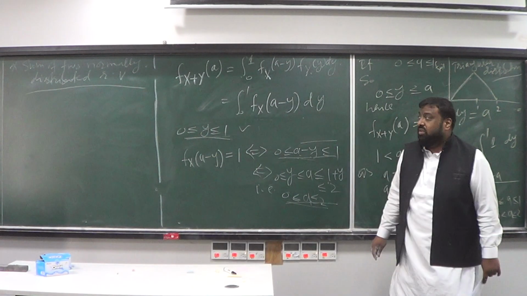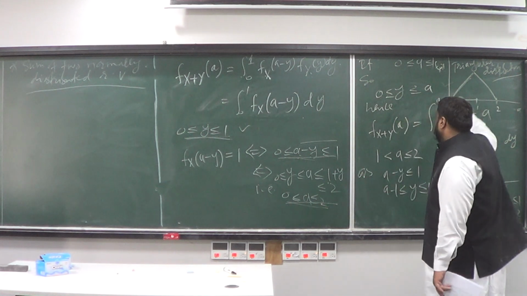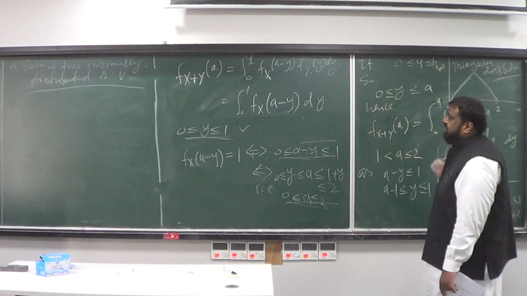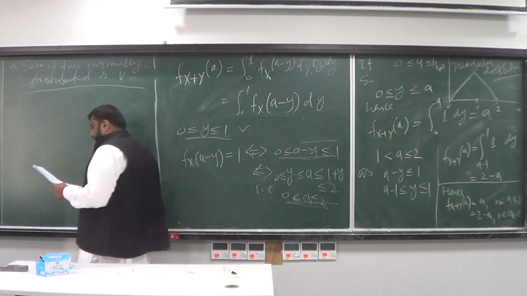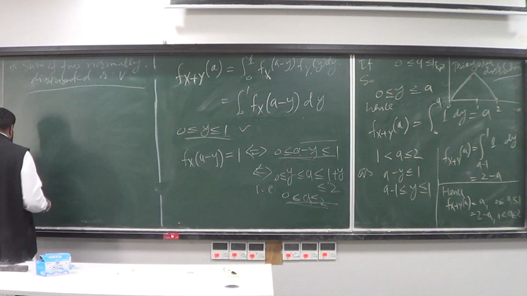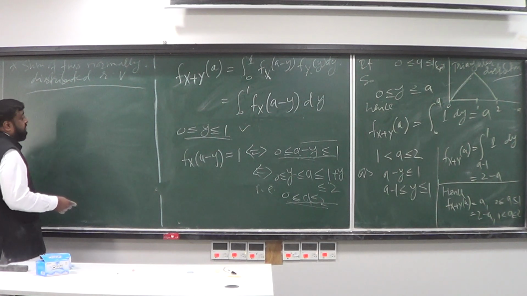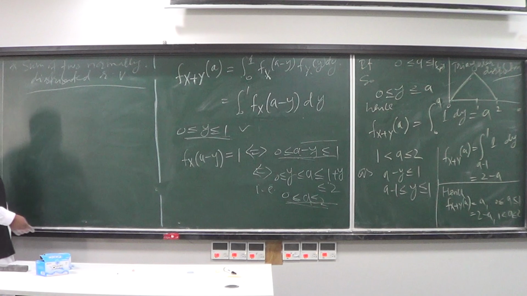Okay, so in the previous calculation, what we saw is that if you have two uniformly distributed random variables, their sum is not necessarily uniformly distributed. It has what we call this triangular distribution, so it has a different distribution actually. Let's see what happens in this case.